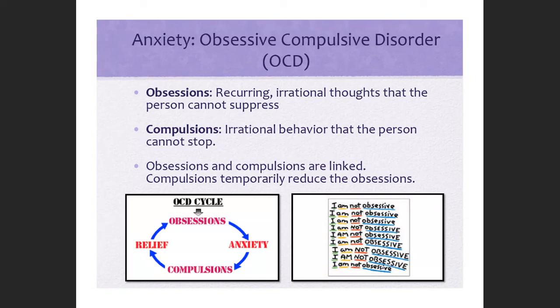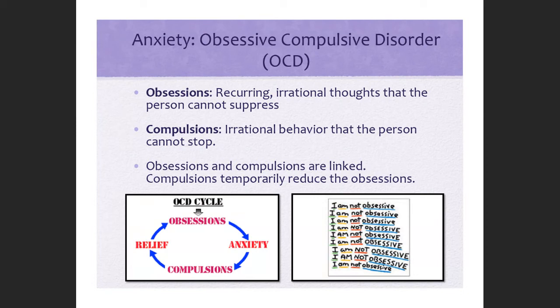It is one of the few disorders that has sort of two separate but related symptoms. The first part is obsessions. Obsessions are thoughts. And what kinds of thoughts? They are recurring, irrational thoughts that a person can't suppress. They can't stop thinking about these obsessive thoughts. And so it's always on their mind. Secondly, the person has a compulsion, which is an irrational behavior that the person can't stop. So obsessions are thoughts, compulsions are behaviors, and the two things are linked, they go together.